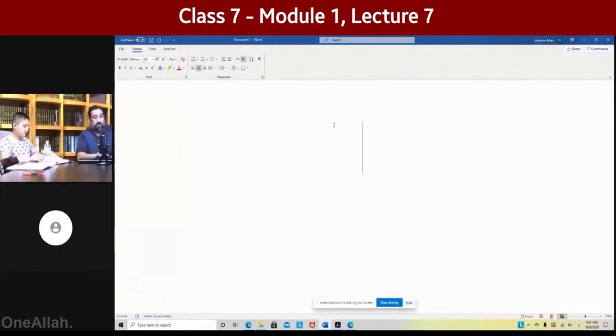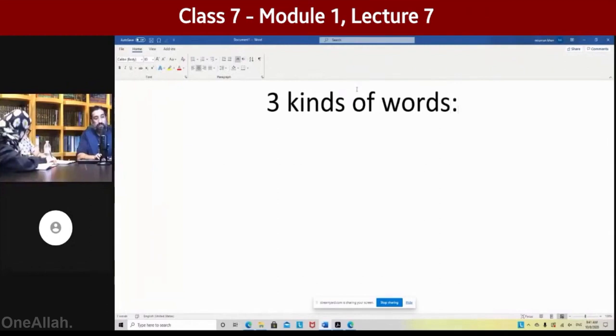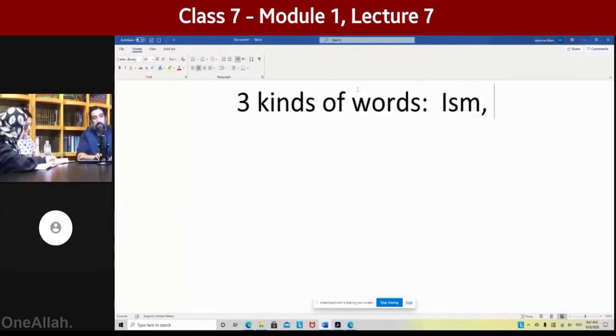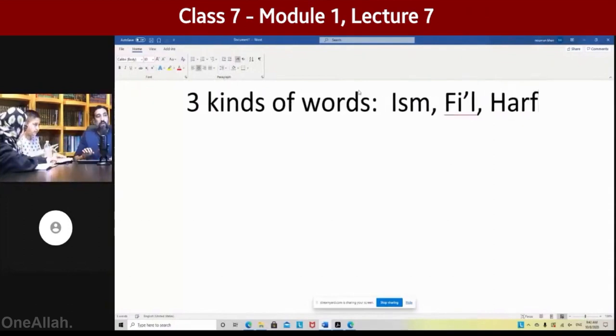So we started with, I'm going to skip the part where we said there are 3 kinds of Arabic, because that's obvious, right? So, 3 kinds of words. That's your title. What are they? 3 kinds of words: ism, fi'l, and harf. You can actually put that in one line so you save space.